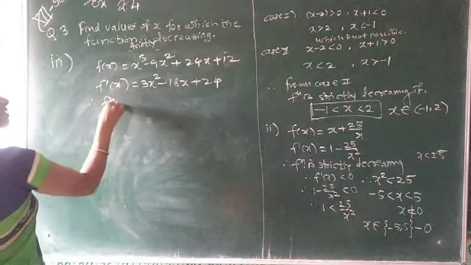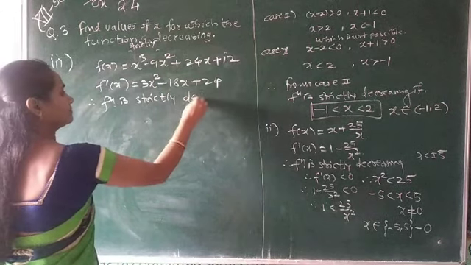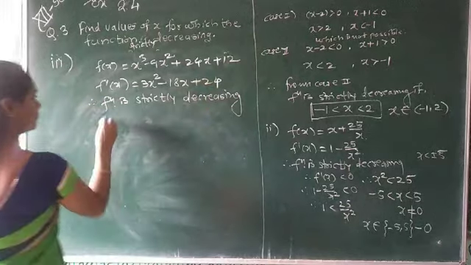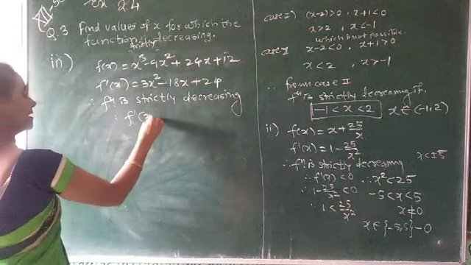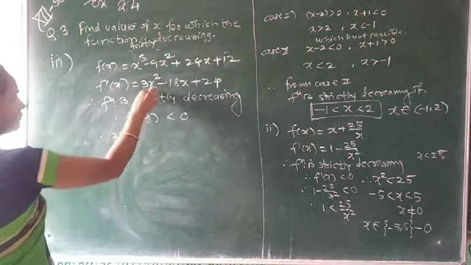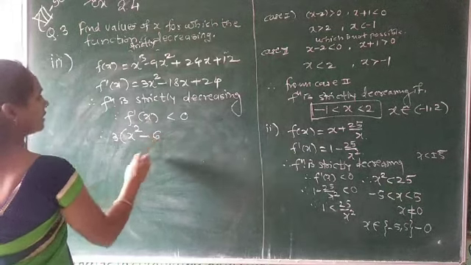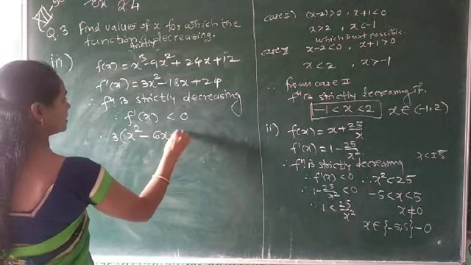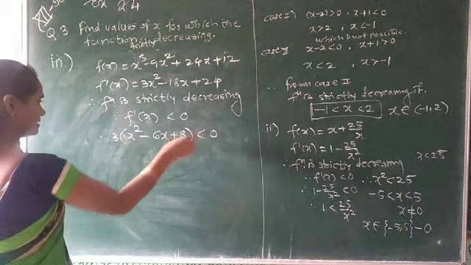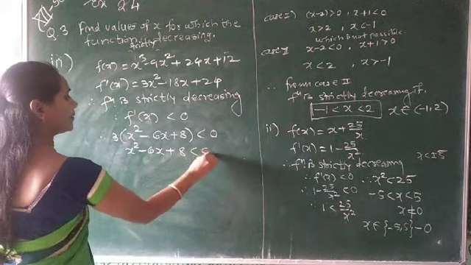Now see, the given condition is that the function is strictly decreasing. Therefore f dash of x is less than 0 only. Therefore, if we take 3 common from this, we will get 3 into x square minus 6x plus 8, which is less than 0. The 3 is multiplied, so it does not matter for the inequality.